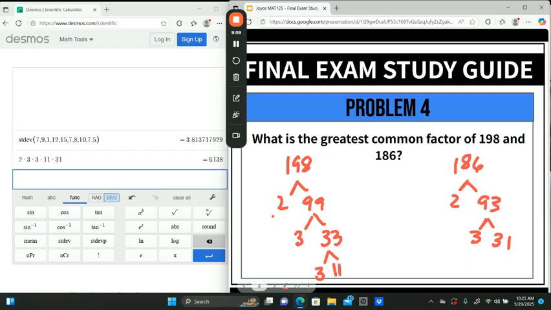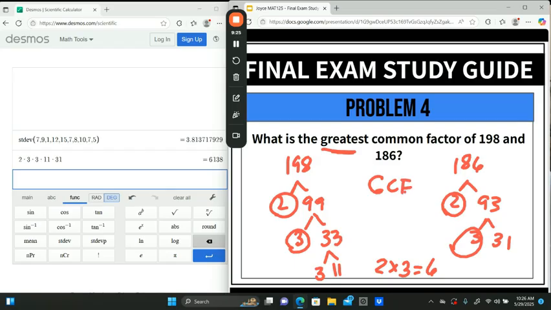So we found that the common factors here were 2 and 3, but we want the greatest common factor. So when we multiply them together, we get 6. The greatest common factor of both of these is going to be 6.